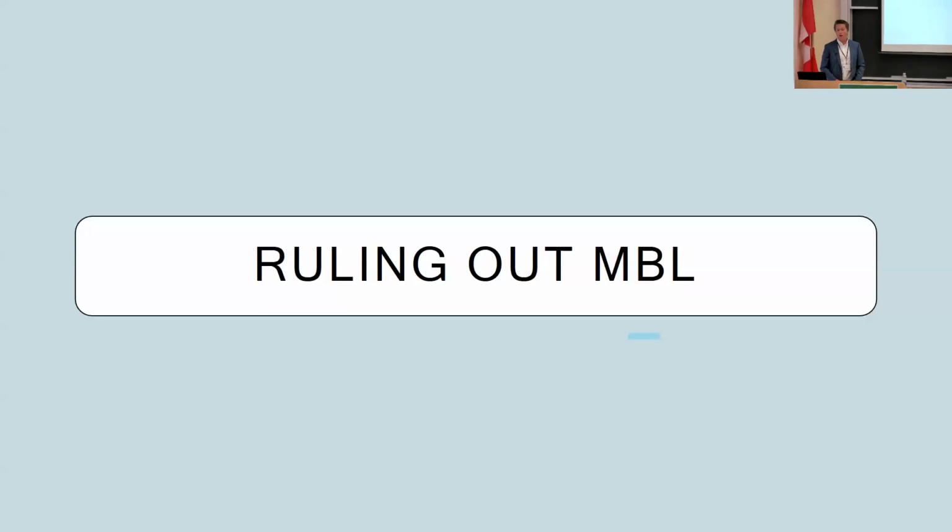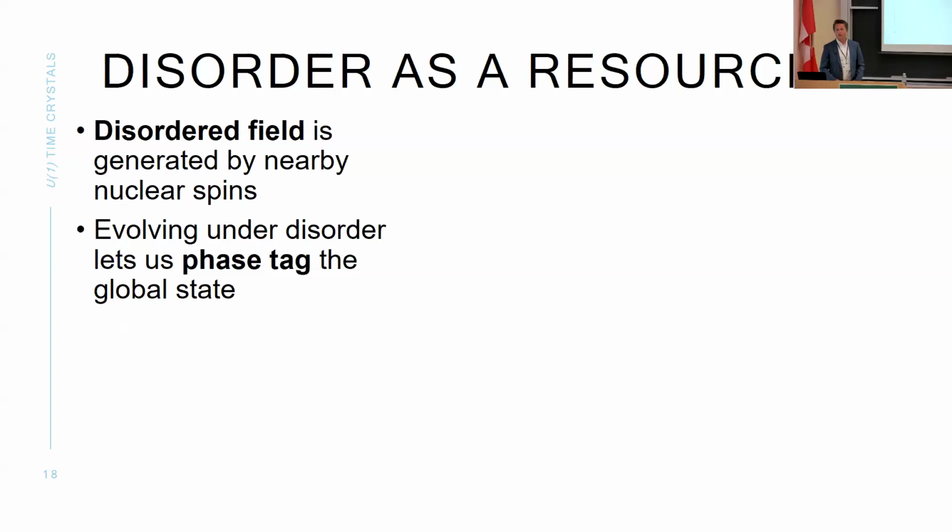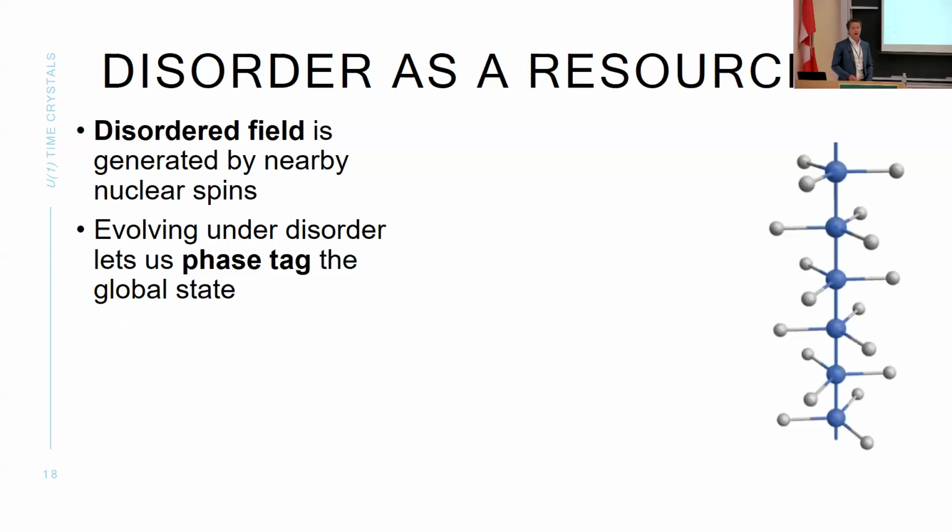So how do we rule out MBL? Well, in order to do that, we need to introduce this notion of disorder as a resource. And I think this is a really cool technique. And so I want to go through it a little bit slowly. So I've told you that a disordered field is generated by nearby nuclear spins, particularly phosphorus spins. And evolving under this disorder is going to let us phase tag the global state.